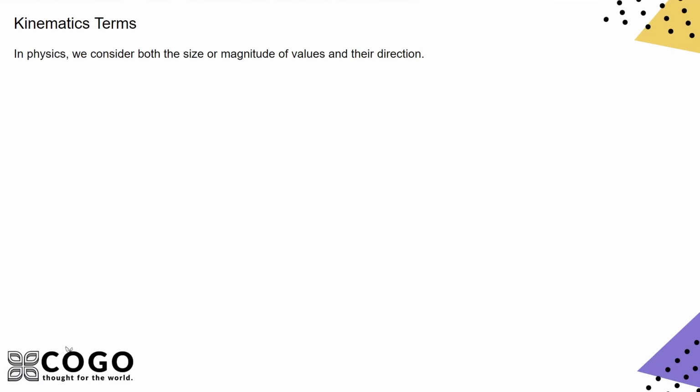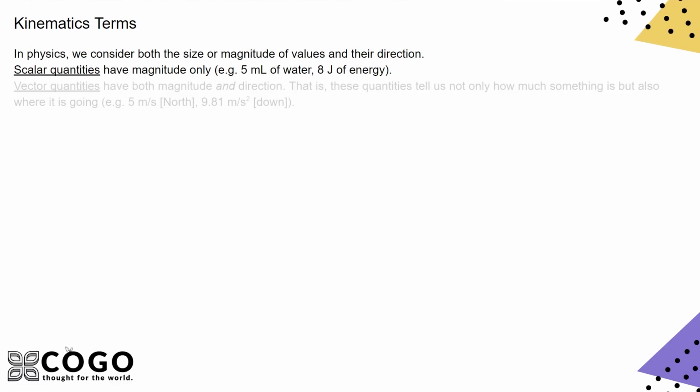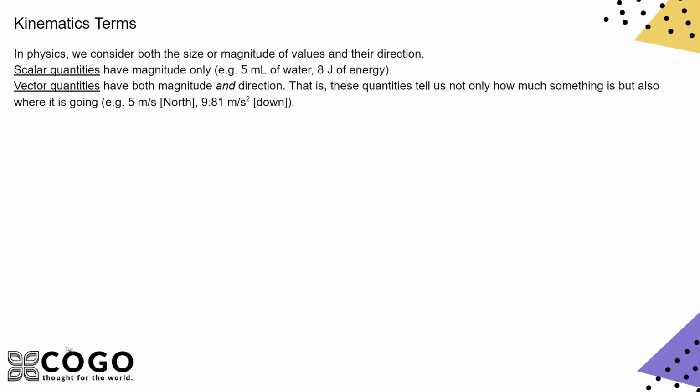In physics, we consider both the size or magnitude of values and their direction. Scalar quantities have magnitude only, such as 5 milliliters of water or 8 joules of energy. Vector quantities have both magnitude and direction. These quantities tell us not only how much something is, but also where it is going. For example, 5 meters per second north, or 9.81 meters per second squared down.